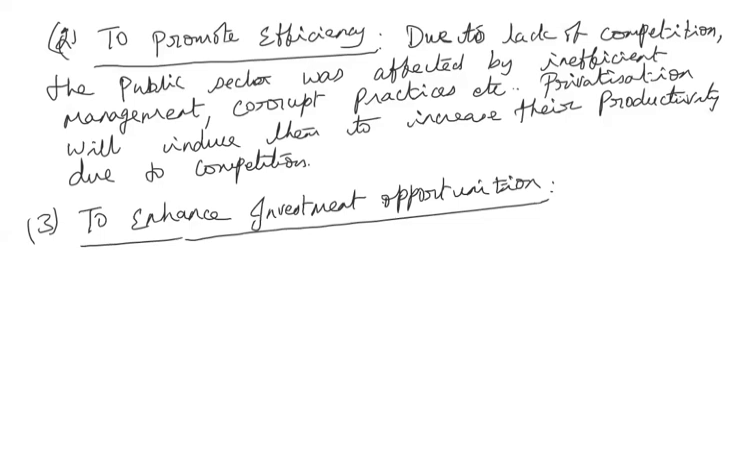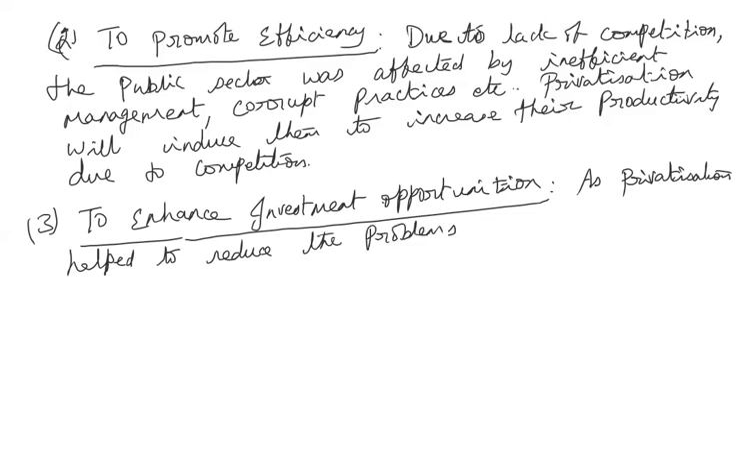So if the status of the public sector increases, then that will attract more and more investment in the public sector. So privatization helps to reduce the problems of the public sector, all this corruption, inefficient management, losses, most importantly, the losses of the public sector. Those were all the main problems of the public sector. So those problems were mitigated because of the introduction of the private sector.